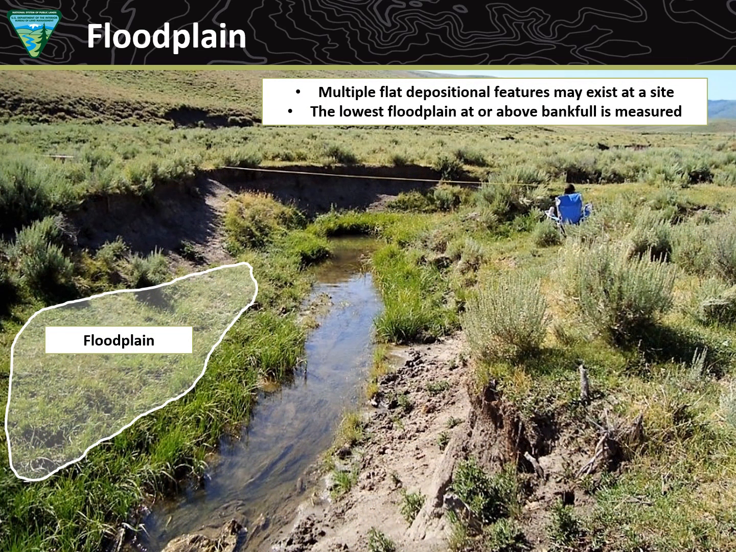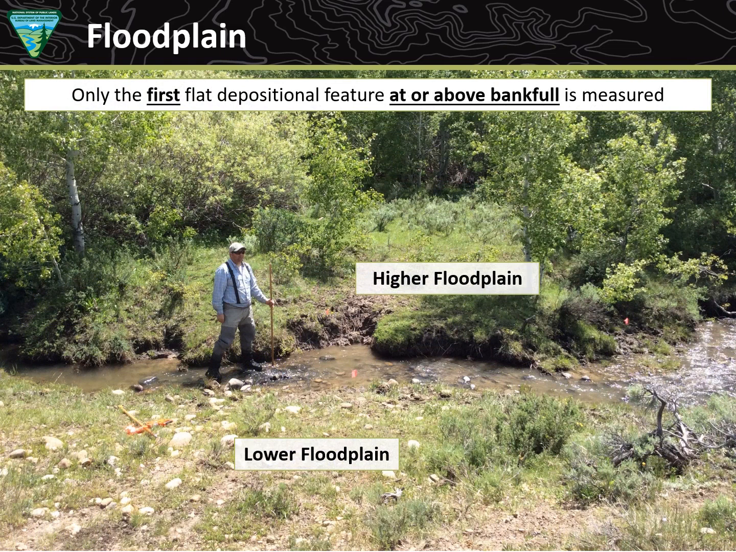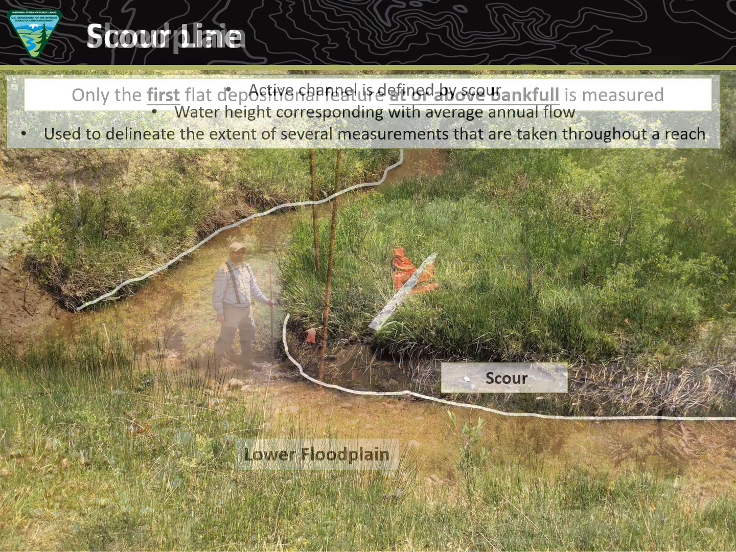Multiple flat depositional features may exist at a site. These can be active or abandoned floodplains. Only the first flat depositional feature at or above Bankfull is measured, regardless if this is an active or abandoned floodplain. Additionally, if floodplain height differs on either side of the stream, only the lower of the two features is measured. This is because the lower surface will be inundated first during a flood event.